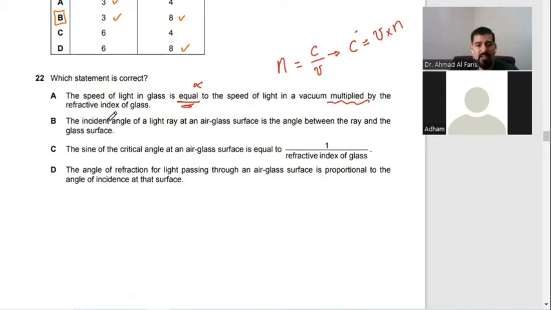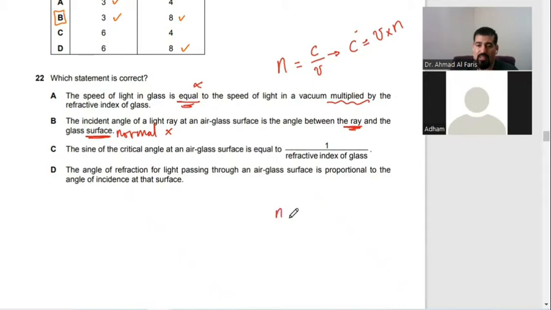B: the incident angle of the ray at an air-glass surface is the angle between the ray and the surface. Is this correct? Is the angle of incidence between the ray and the surface, or the ray and the normal? We have to measure it with the normal, right? So this is also not correct. C: the sine of the critical angle at an air-glass surface is equal to 1 over the refractive index.